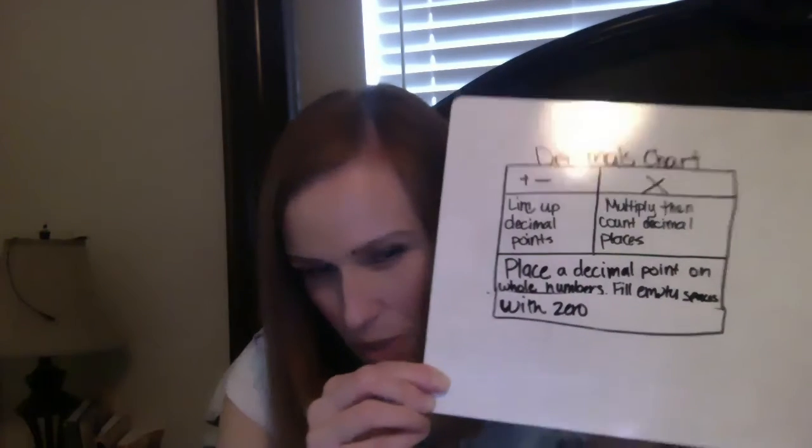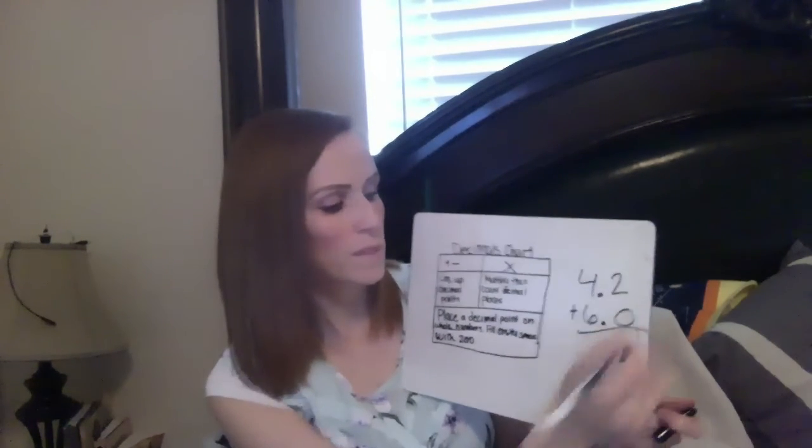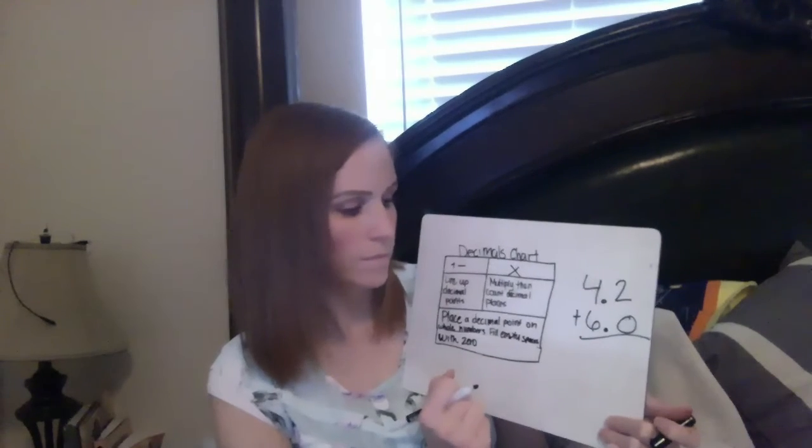That is if you need to, like if we have, this part is if you have like 4.2 plus 6, you're going to add a decimal point and fill in with zeros. That's what this part means. And that's only when that's necessary.